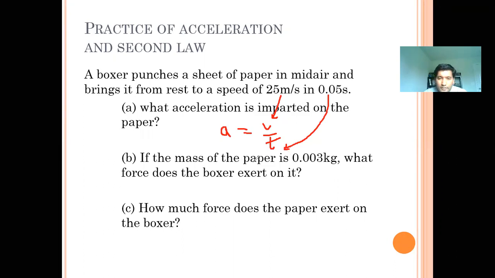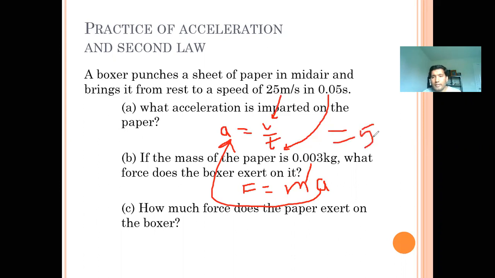If the mass of the paper is this one, what force does the boxer exert? F equal to ma, right? So how do you get these values? Mass is given here and the acceleration is given here, right? It's not difficult. How much force? Put the values. The acceleration is 500 meters per second squared.